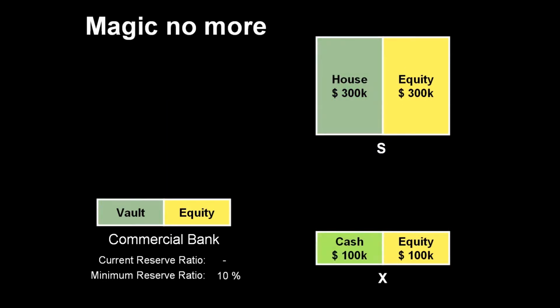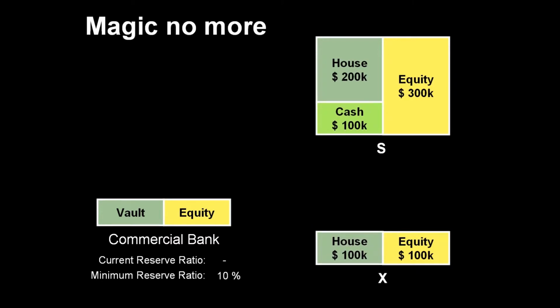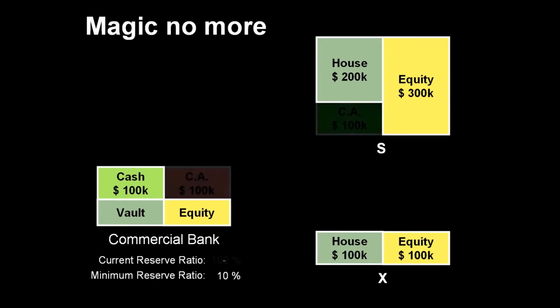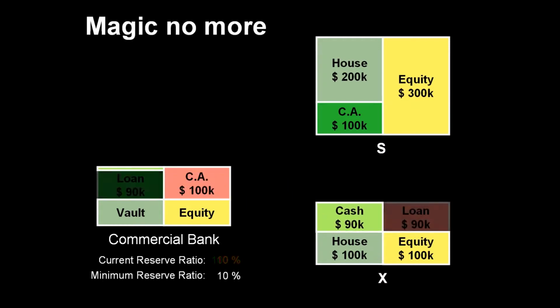Let me demonstrate. If the commercial bank were to operate like a goldsmith, X would have to start out by paying S for the first third of the house. Now, S could take the money he received by selling the first part of his house and deposit it in the bank. Then, the bank could loan X $90,000. Its reserve ratio would drop to 10%, right at the legal limit.